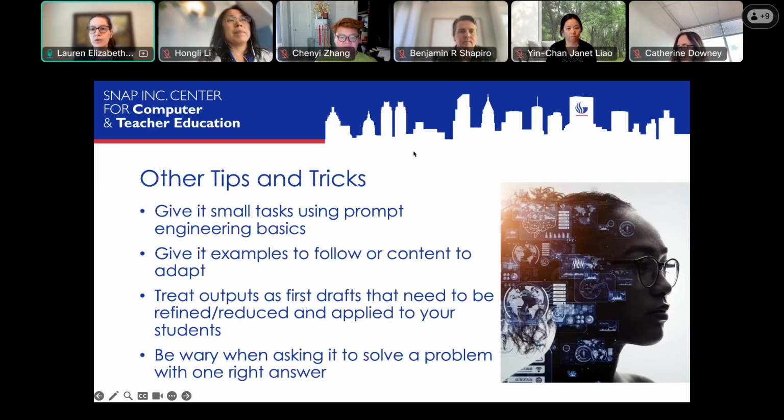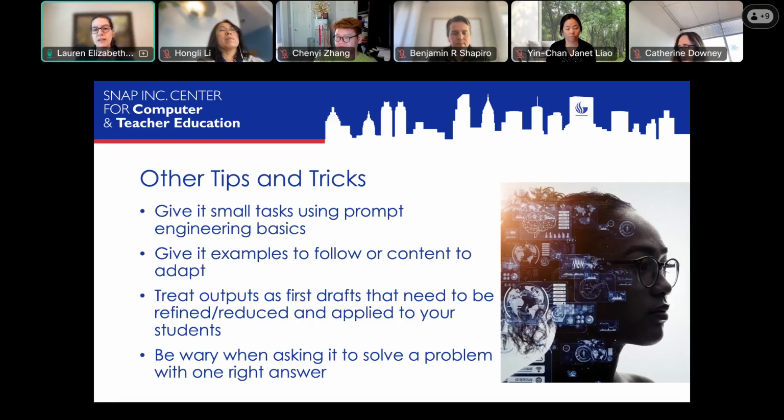Some other tips and tricks: give it small tasks using the prompt engineering basics. The more you can break down a task, the less space it has to hallucinate, take a wrong path and go off the rails. So the more you can break down a task, the better responses you'll get, even if you are the one who has to stack those tasks together.